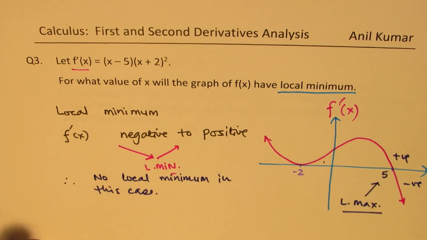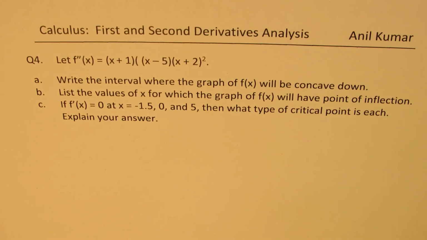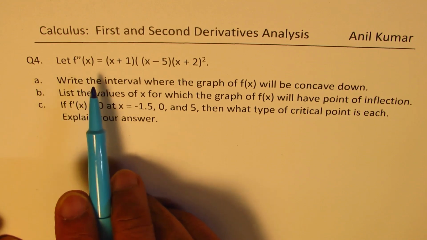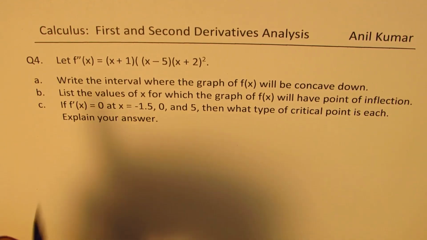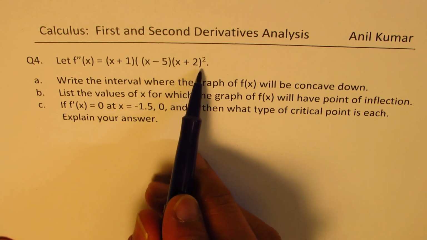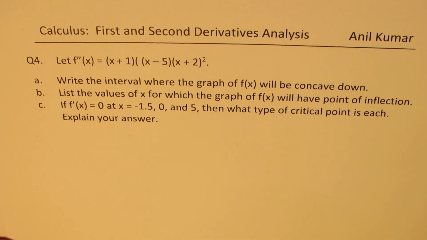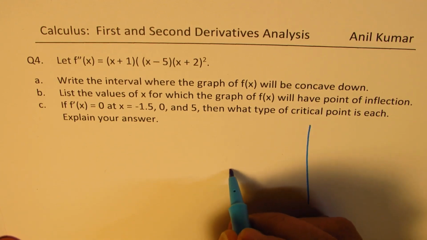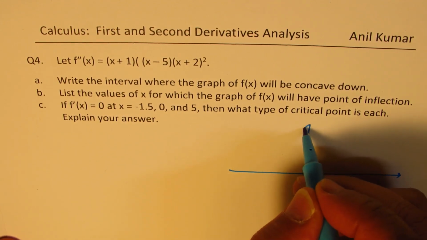Now, let's take the last example, which is to analyze the second derivative. So I'd like you to pause the video, copy this question, do it yourself, and then look into my suggestions. Question number 4 is, the second derivative is given to us, and that is x plus 1 times x minus 5 times x plus 2 whole square. Now, it's better to sketch this and then we'll discuss the options.